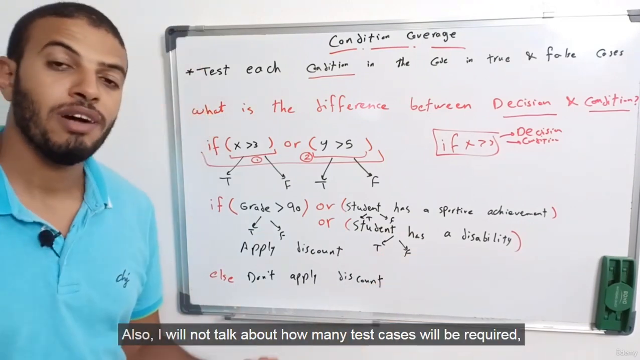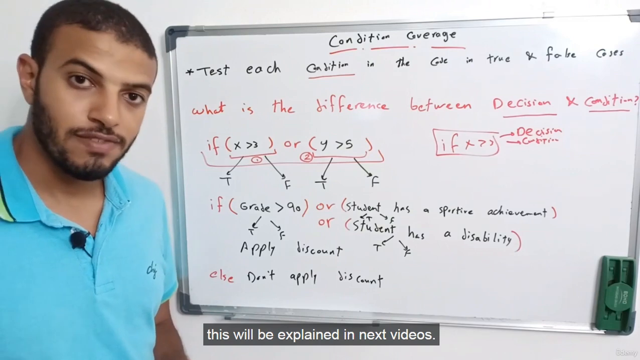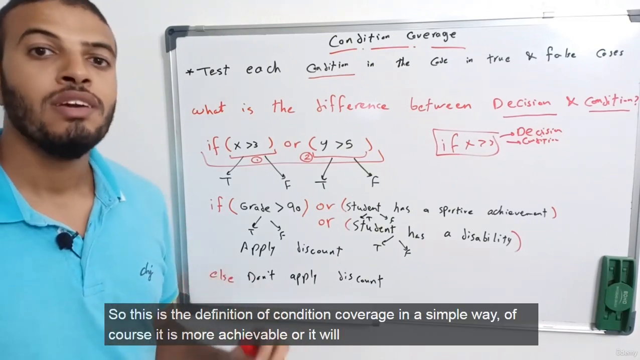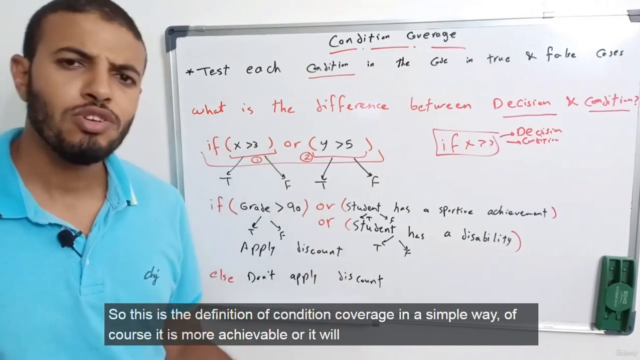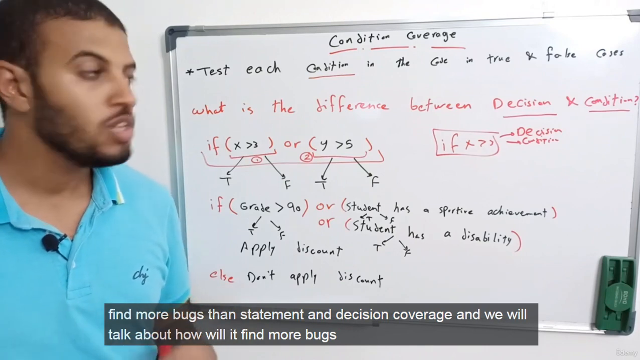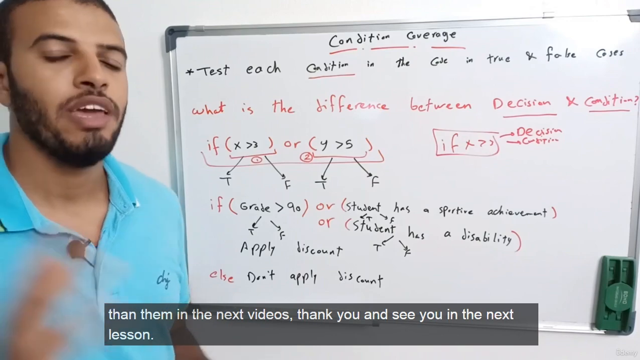Also, I will not talk about how many test cases will be required. This will be explained in next videos. So this is the definition of condition coverage in a simple way. Of course, it will find more bugs than statement and decision coverage, and we will talk about how it will find more bugs than them in the next video.